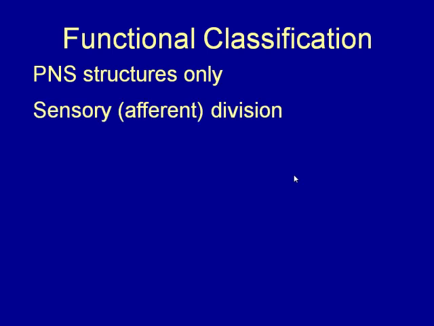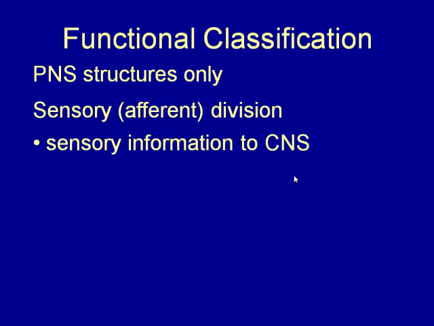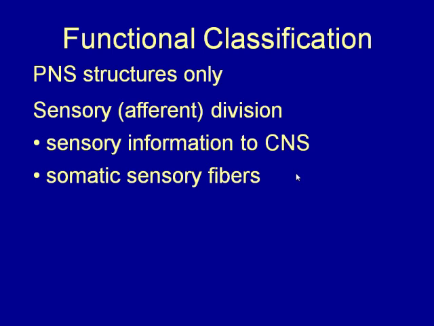If we look at a functional classification of the nervous system, we only have to look at the peripheral nervous system structures. The peripheral nervous system is divided into the sensory division. This is when sensory information is conveyed to the central nervous system. Somatic sensory fibers pick up information from the exterior of the body. When we use the word somatic, think in terms of conscious. This is what you're aware of. There are also visceral sensory fibers that take sensory information from your internal organs. Typically, you are unaware of the sensation that you're feeling in your internal organs.